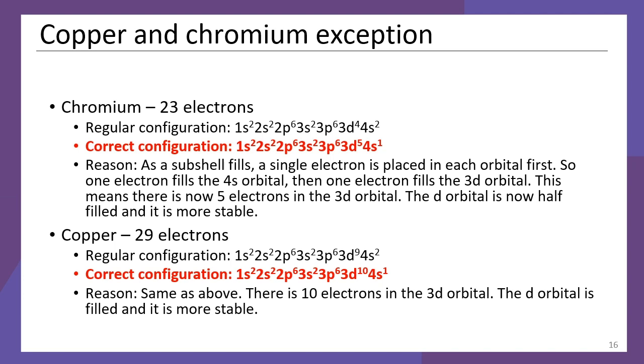Right, so as we're filling it up, we want that 3d5 so that it's half full, even though that means that we have to tweak things a little bit. Same thing happens with copper essentially, except this time instead of it being about it being half full, it's about it being completely full. So our correct configuration for copper, we have 3d10, 4s1.